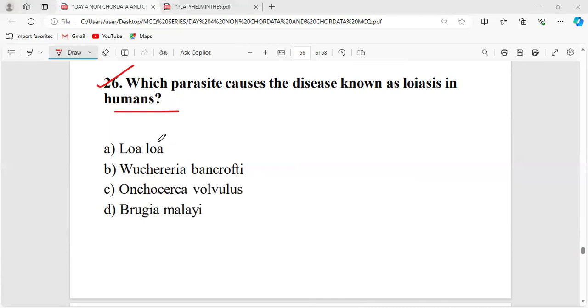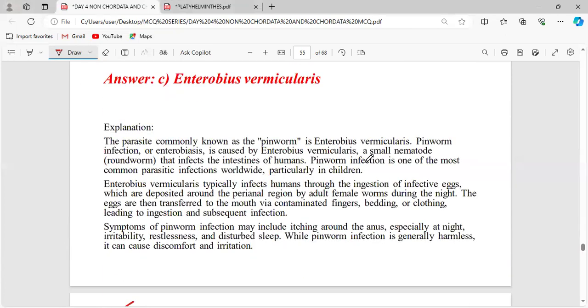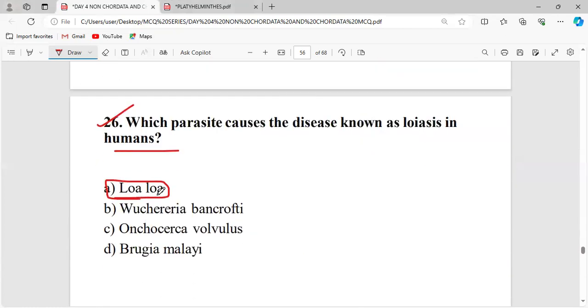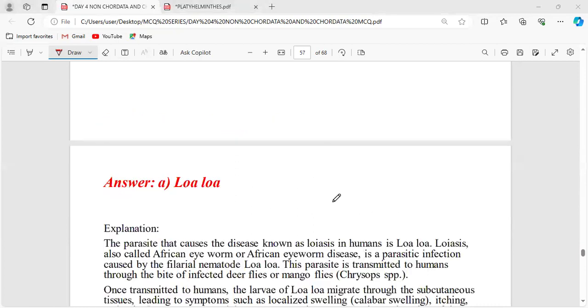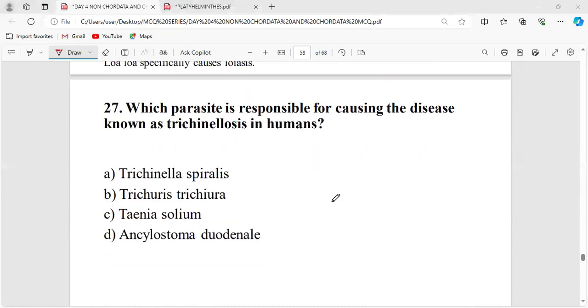And what is the common name for this loa? You are saying pinworm is Enterobius vermicularis, like that. What will be the common name for loa? Very good. Superb. This will be the eyeworm.